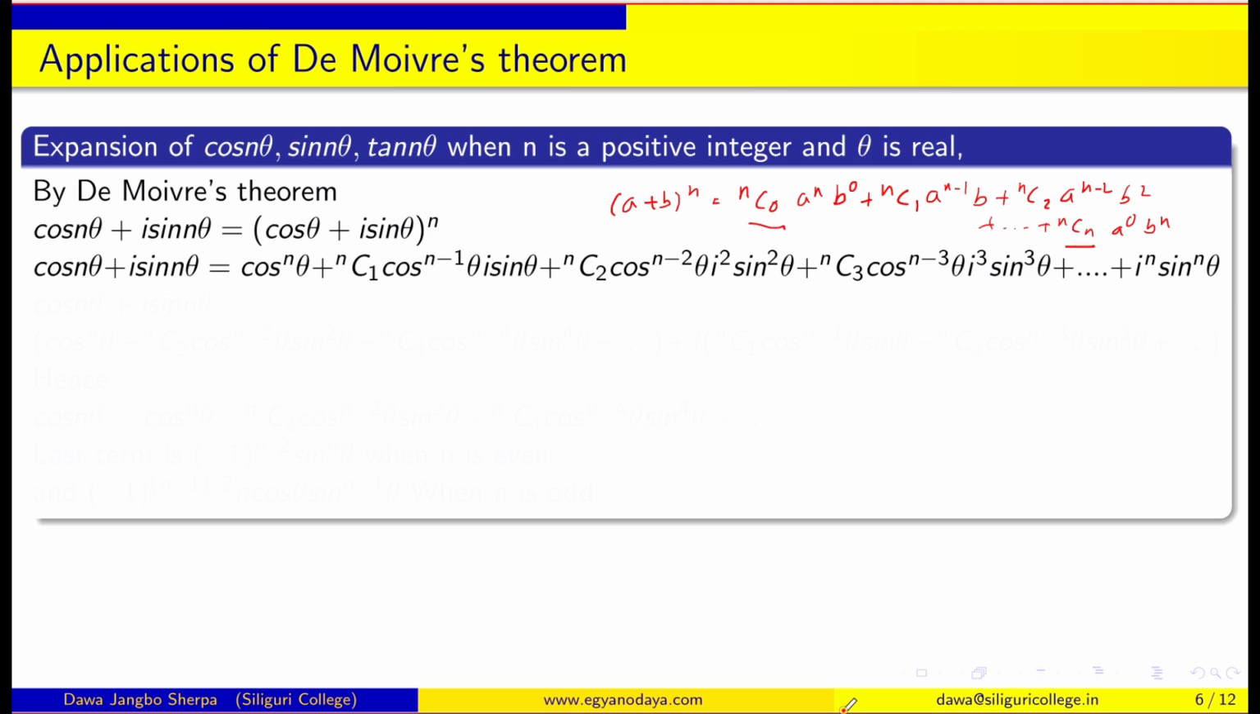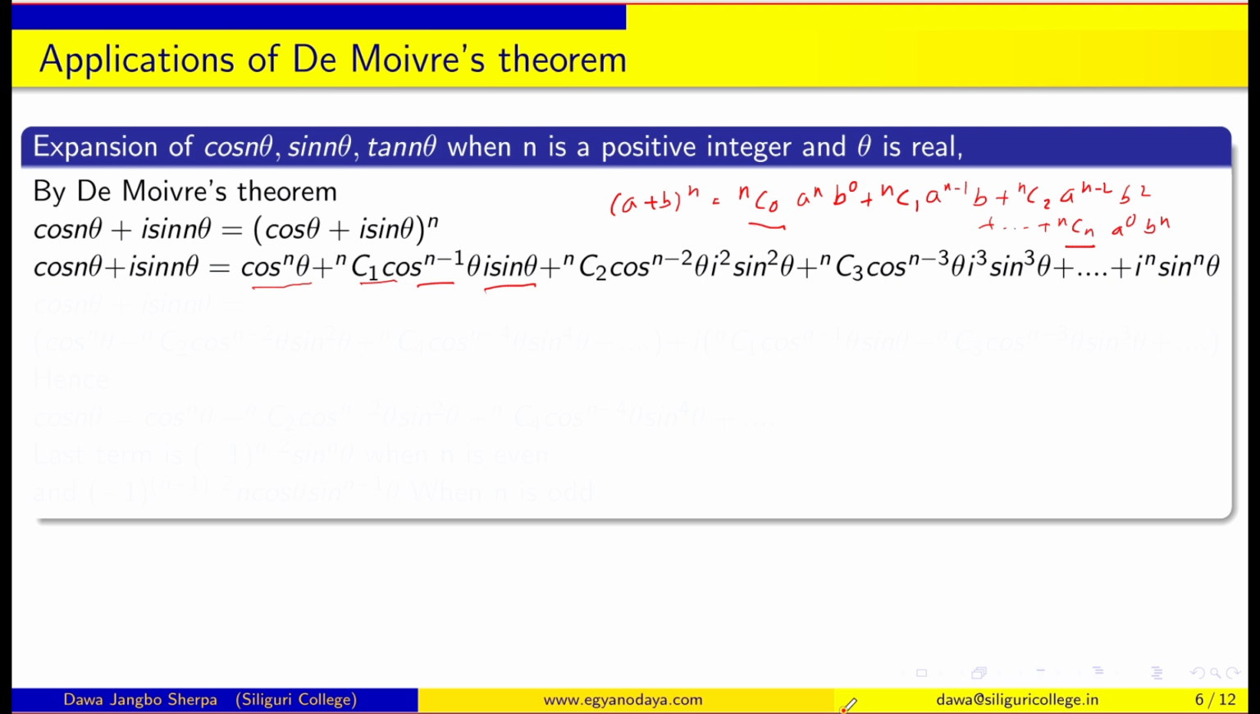So here nC0 is 1, cos^n θ, and (i sin θ)^0 is 1. So we are left with cos^n θ, then nC1 cos^(n-1) θ (i sin θ)^1. So we are getting this term, and so on. The final term will be nCn, that is 1, cos^0 θ, that means 1, and (i sin θ)^n, that means i^n sin^n θ.